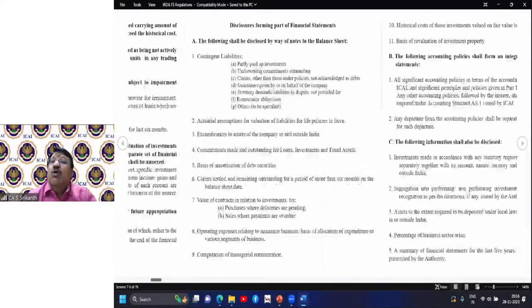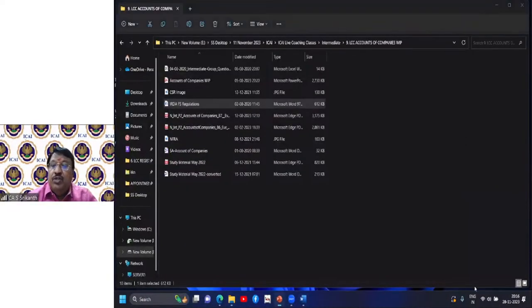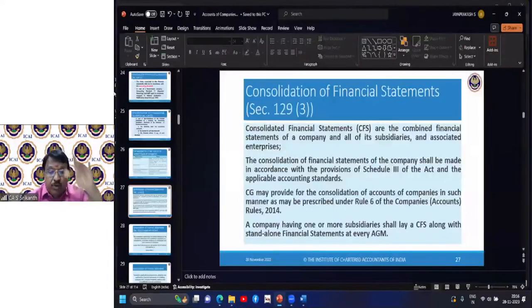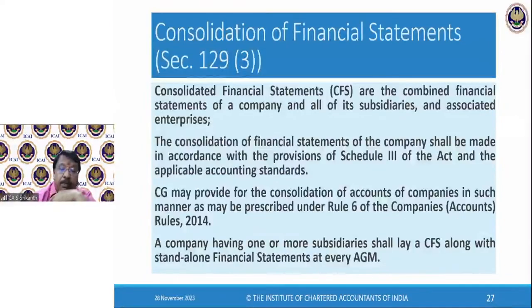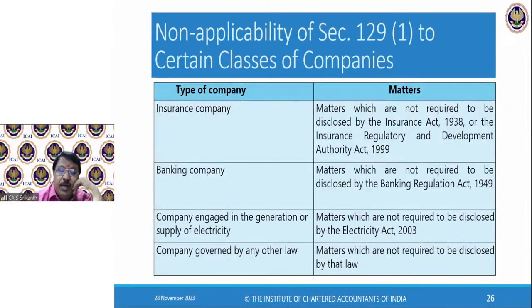Suppose tomorrow, one of you wants to become an expert, you become the CFO of an insurance company, then you should be thorough with the IRDA regulations completely. Maybe you will be an authority on IRDA regulations. Got it? The IRDA, Insurance Regulatory and Development Authority regulations. Similarly, for banking companies, many chartered accountant bankers who are in the balance sheet section will know the Banking Regulation Act and the rules and regulations for preparing the balance sheet of a banking company, and so on and so forth.